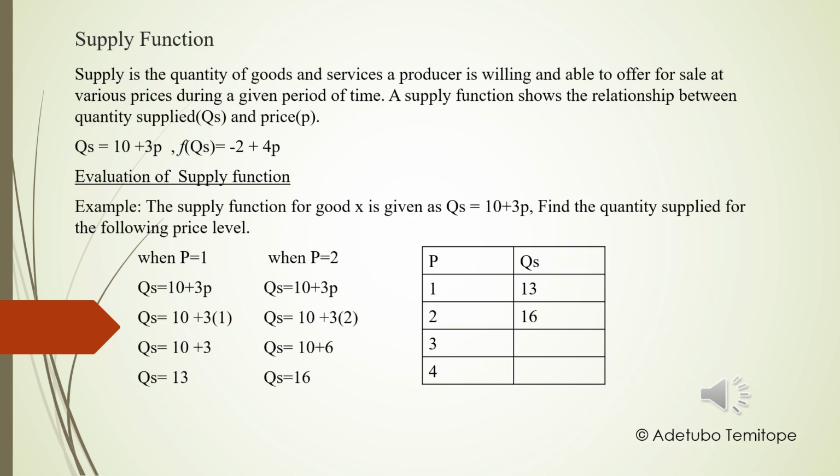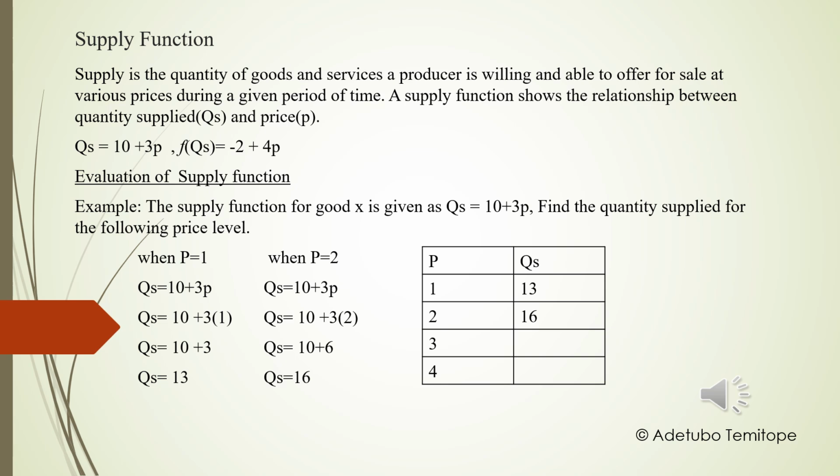Supply function. Supply is the quantity of goods and services a producer is willing and able to offer for sale at various prices during a given period of time. A supply function shows the relationship between quantity supplied and price, where we have QS equals 10 plus 3P, QS equals minus 2 plus 4P. These are typical examples of supply function.